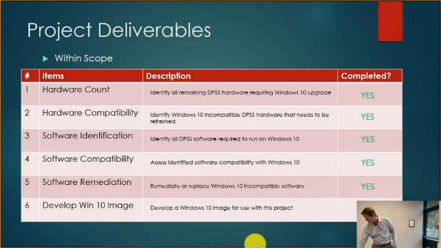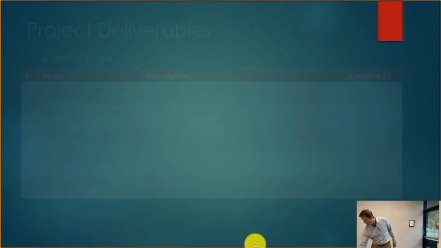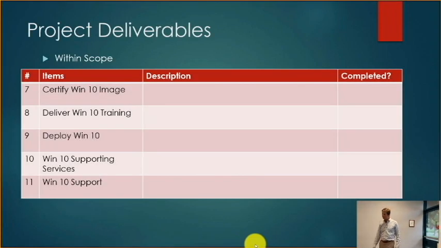That was Jason and team? Yes. Okay, this is the second slide. So we promised 11 items. Number 7 was certify the Windows 10 image: certify via smoke, UA, and it should be UAT, and pilot testing against all identified software.